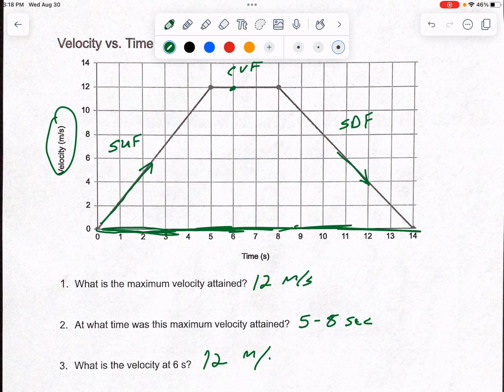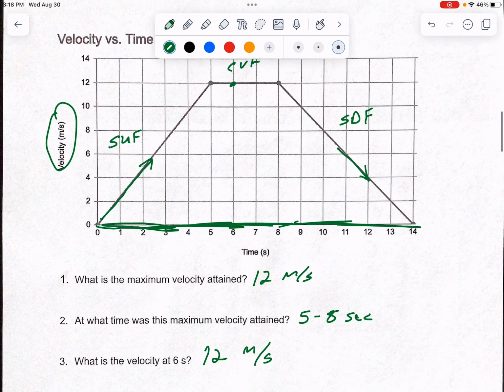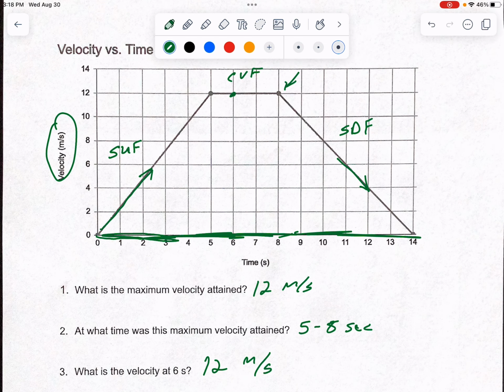We're just going over different ways we can ask certain questions. So pretty much if I ask anything about velocity, you need to be looking at the y-axis. Number 4, when did the driver turn and decide to return home? Now some people are saying at the 8 mark. That is not a turn in direction. That just means you're slowing down. You're starting to head towards 0 in the forward direction. 14 seconds is technically if you stopped.